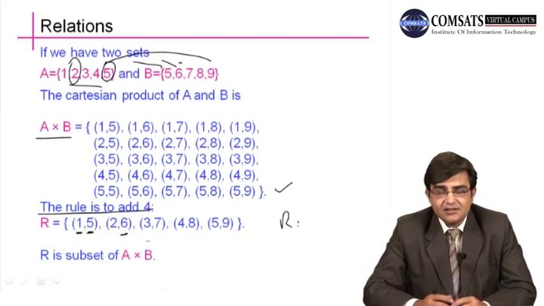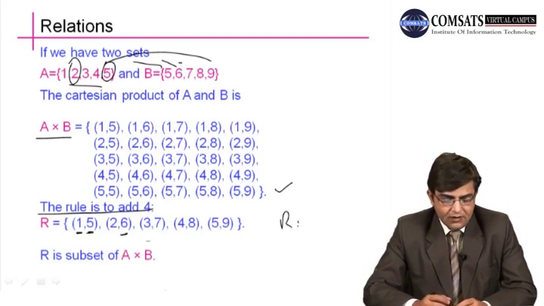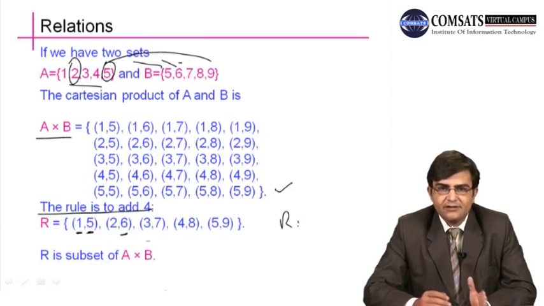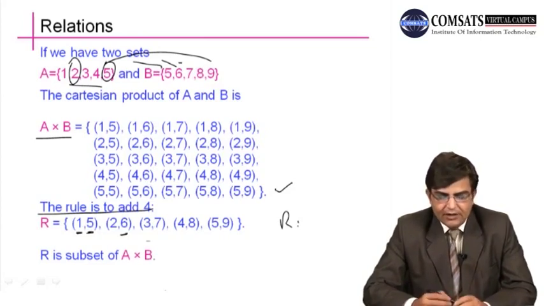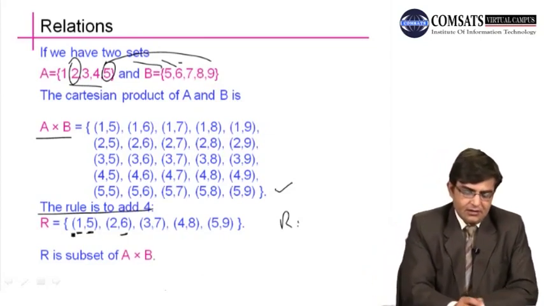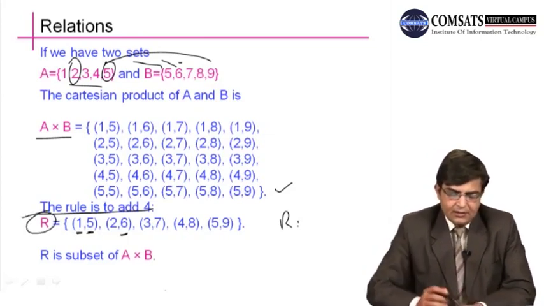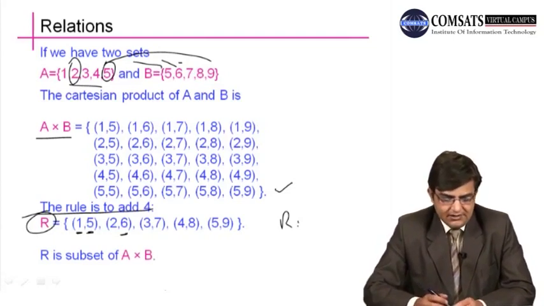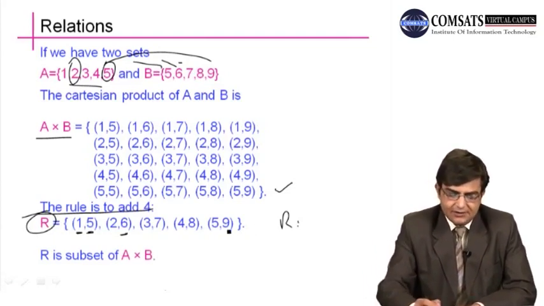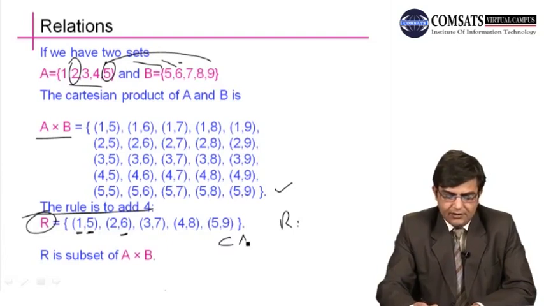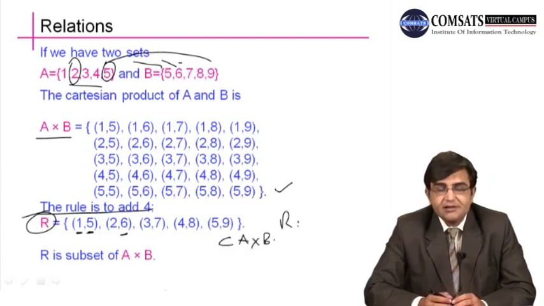So this is a relation between A and B, and what is the relation? We add 4 to the first element and we get the second element in each ordered pair in R. Here we can easily see that R is a subset of A cross B. So the relation is always a subset of the Cartesian product of these sets.